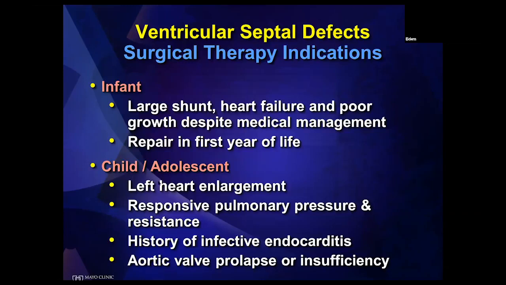The child or adolescent with a significant VSD that has left heart enlargement, but still has a responsive pulmonary vascular bed with normal pressure and resistance, can undergo VSD closure. Those that have infective endocarditis or have progressive aortic insufficiency due to aortic valve prolapse will also undergo closure of their defect.